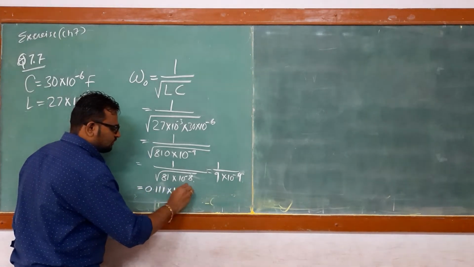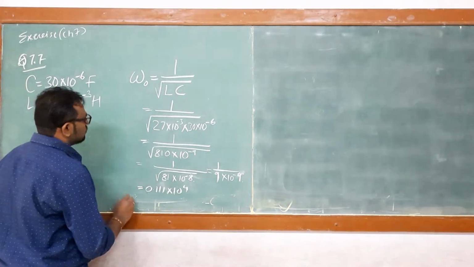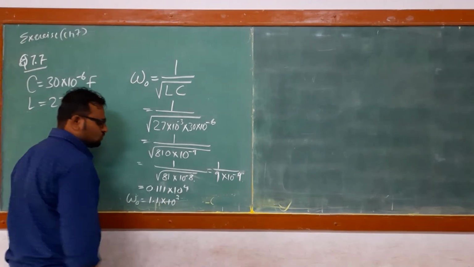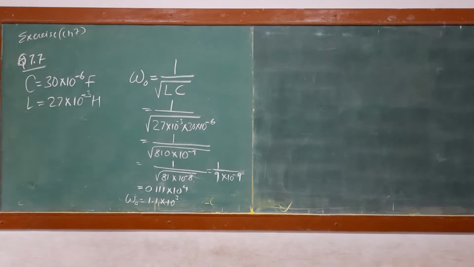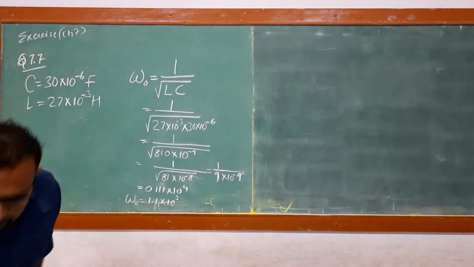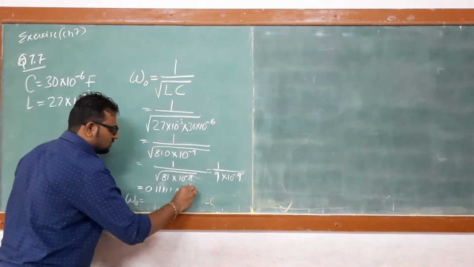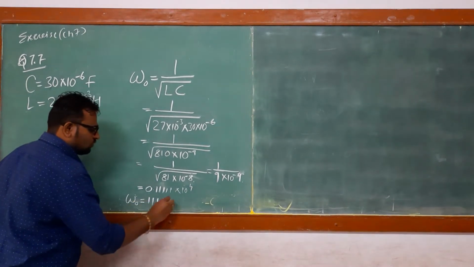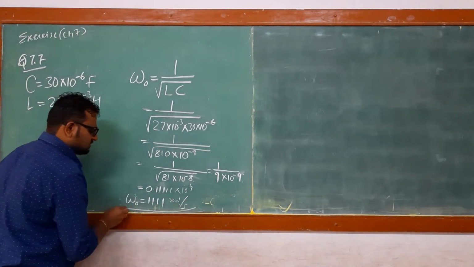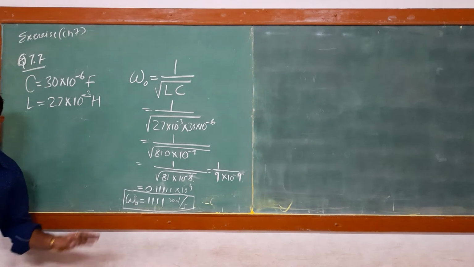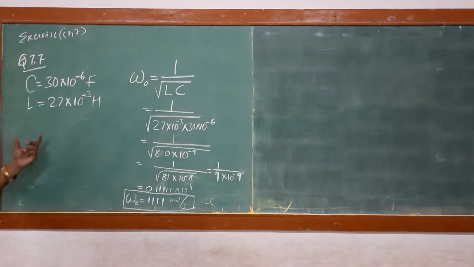into 10 raised to plus 4. So the angular frequency will be 1.1 into 10 raised to 3. Clear? So this will be the angular frequency, or else I can also write it like 0.1111 into 10 raised to 4. So about 1 radian per second, round figure. Okay, this is the value of resonant angular frequency. So this was about 7.7. First note it down, then we will do 7.8.